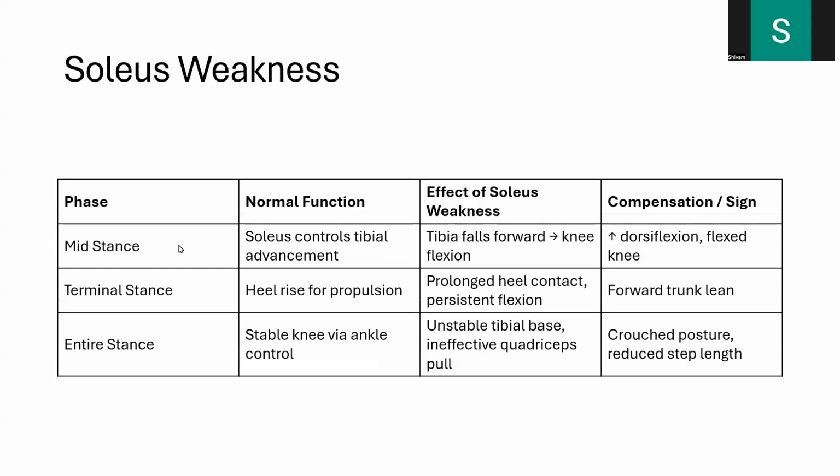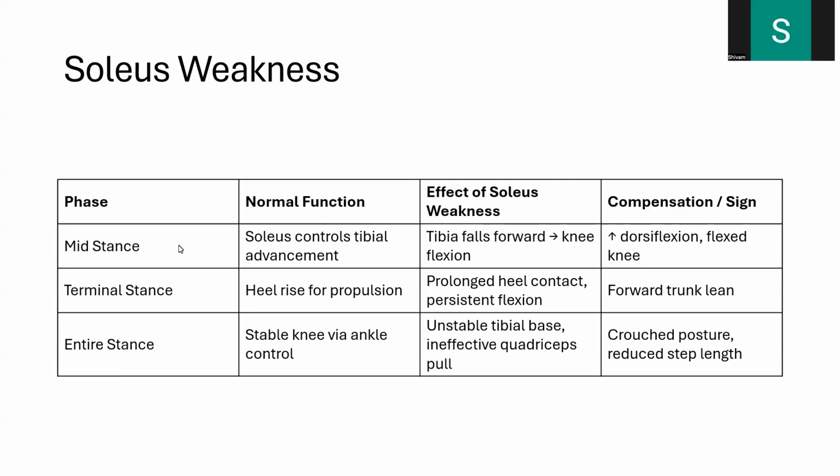Then, soleus weakness. We know the soleus is a major controller of tibial progression during stance. When weak, it fails to restrain the tibia as the body advances, producing a characteristic pattern of persistent knee flexion. In normal gait, the soleus eccentrically contracts to restrain the tibia from moving forward. With weakness, the tibia falls forward too rapidly. So the tibia advances faster than the femur, preventing the normal knee extension. The effect is that the knee remains in flexion instead of extending through mid and terminal stance.